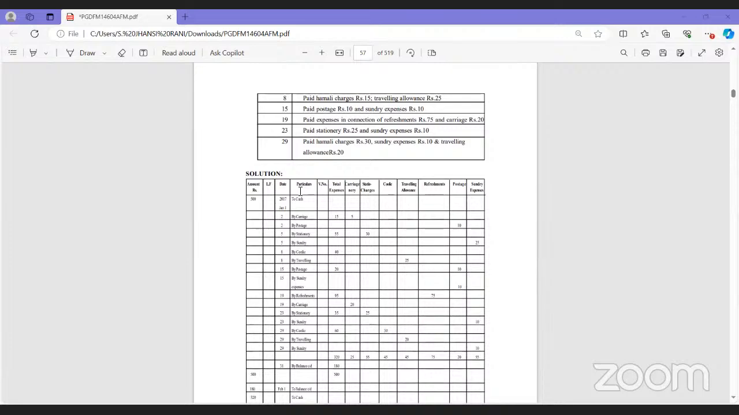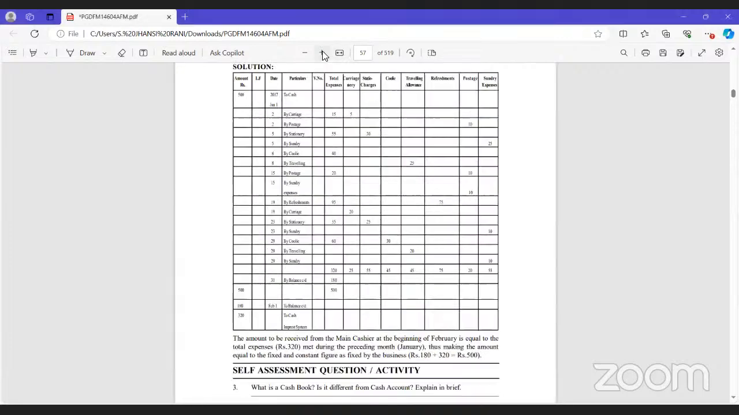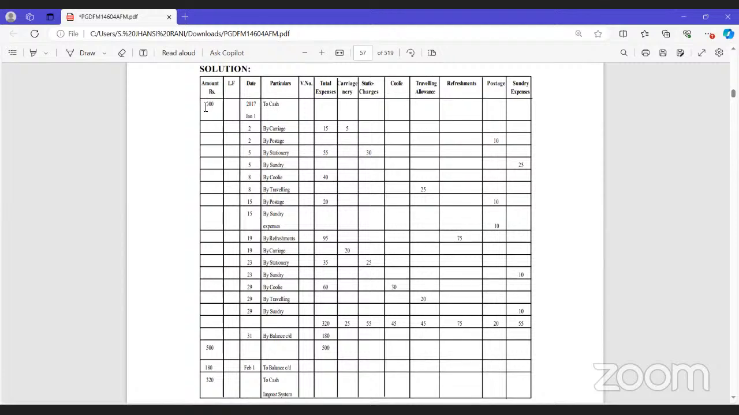Okay, just look here. Whatever amount he has received is written on the debit side, that is 500. This has the LF number and date column, and we write the particulars. So he received 500 rupees, and we write "to cash". Whatever cash they receive, they write "to cash" with the amount, 500. Any cash received from the owner or anyone is written like this.